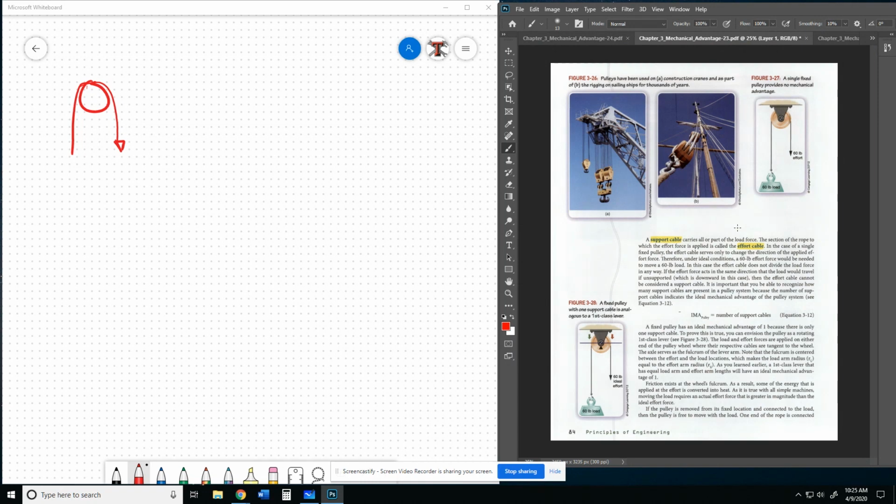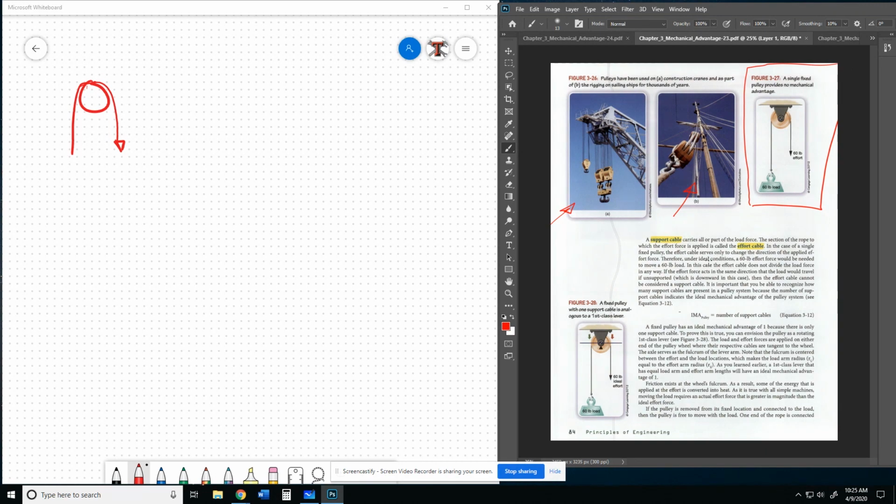You've got pulleys that have been around for literally thousands of years. So this here is a kind of a complex pulley used in construction. This next one, B, is from a ship, you can probably tell. And this one is your traditional, simple, single fixed pulley. It's kind of hard to draw on this.